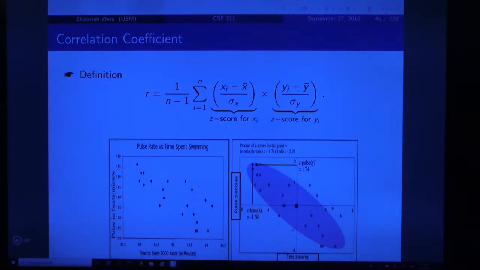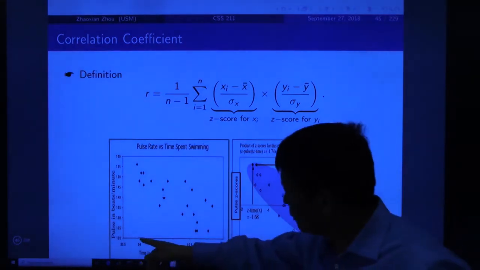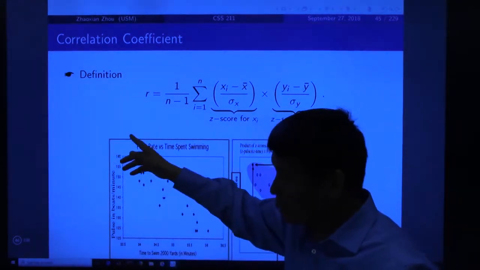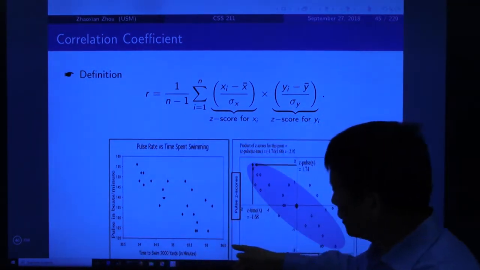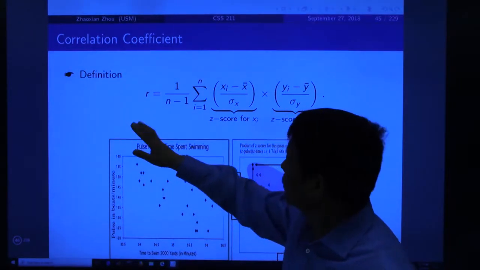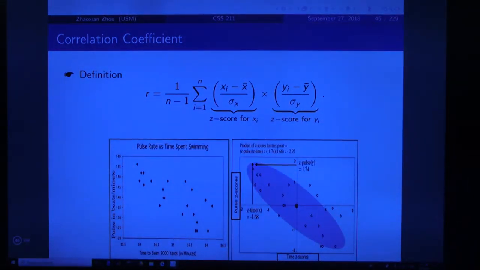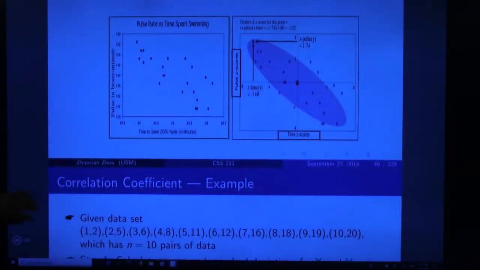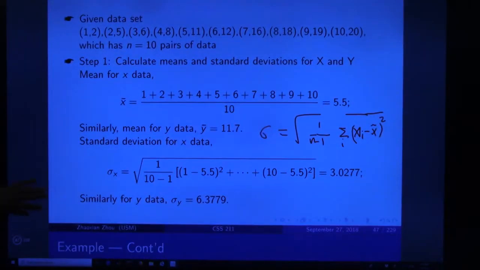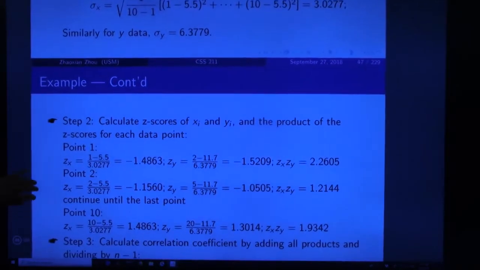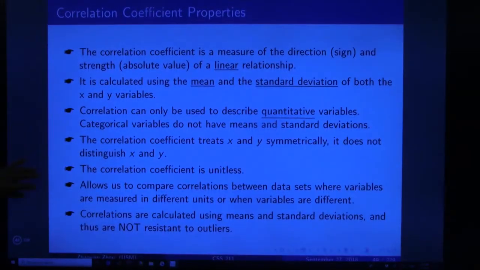That means if we said this value is x and this value is y, or if we said this value is y and this value is x, it won't change the correlation coefficient. That means the order of x and y doesn't affect the correlation coefficient. So when you calculate the correlation coefficient, you are given two sets of data, x and y. You don't need to care which one is x and which one is y.